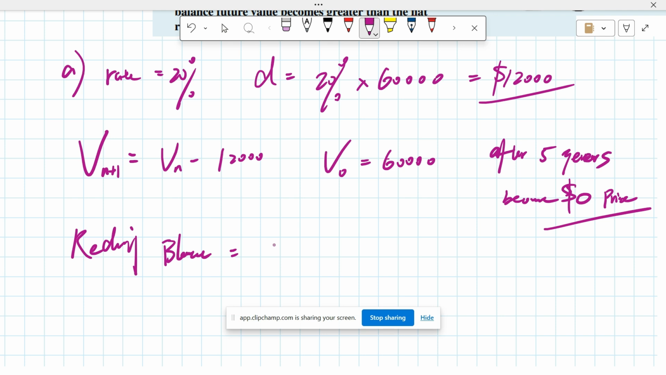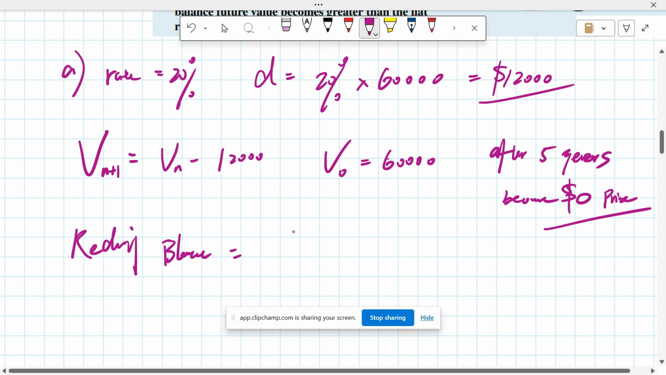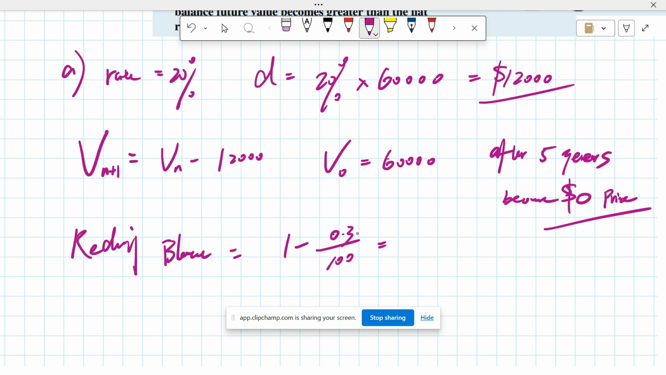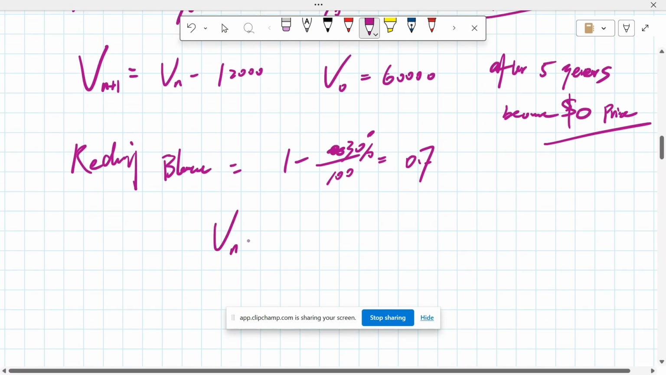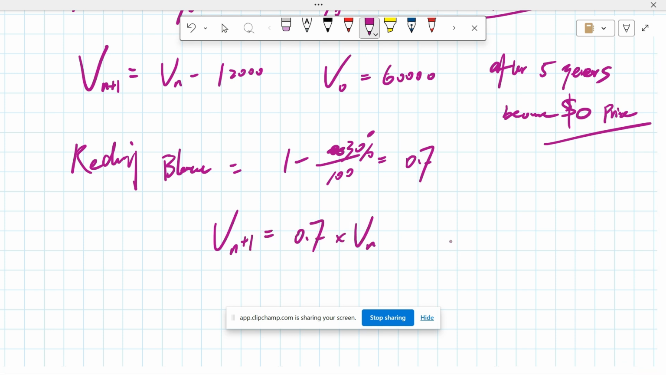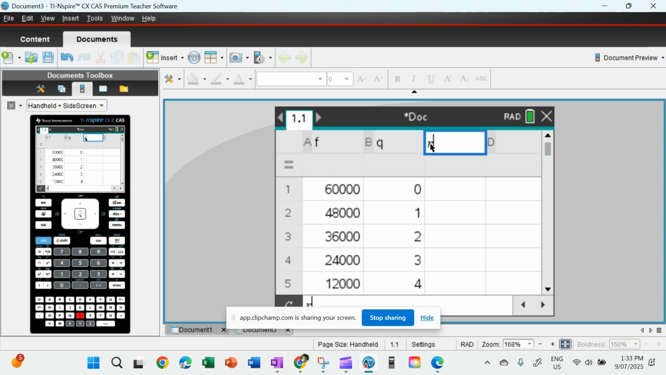That equals, first of all, we start with the flat rate of 30%, so which is 1 minus 30 over 100, which equals 0.7. Well, we have that, and we're going to have Vn+1 equal to 0.7 multiplied by Vn, with V0 equal to 60,000. So now we're using reducing balance for that.